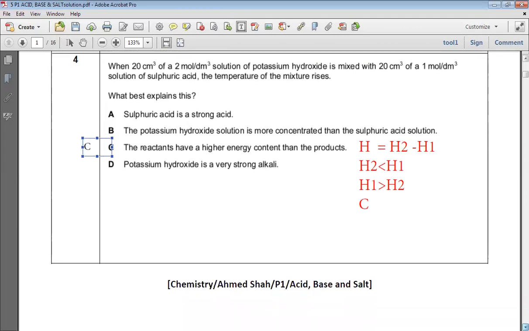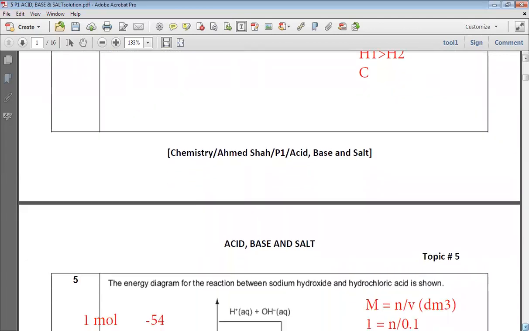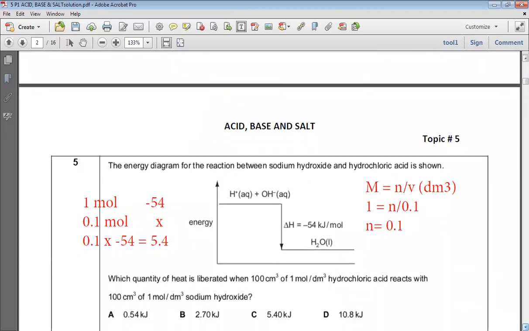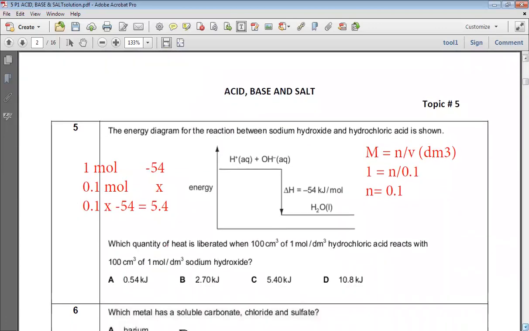Now we have to proceed to our next question, which is question number 5. This question is a little bit related to stoichiometry. In question number 1, we learned that H positive ions, when combined with OH negative ions, produce a water molecule.